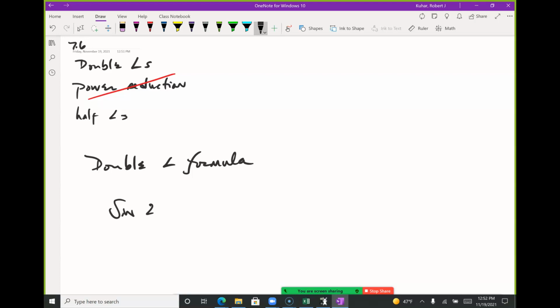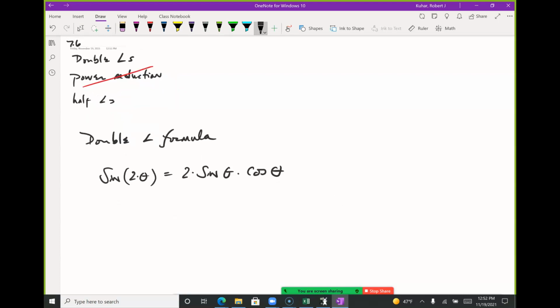Sine of 2 theta is 2 times the sine of theta times the cos of theta. Memorize that one. Cos of 2 theta is cos squared theta minus sine squared theta. Memorize that one. There's 2 more, but those can be easily derived.